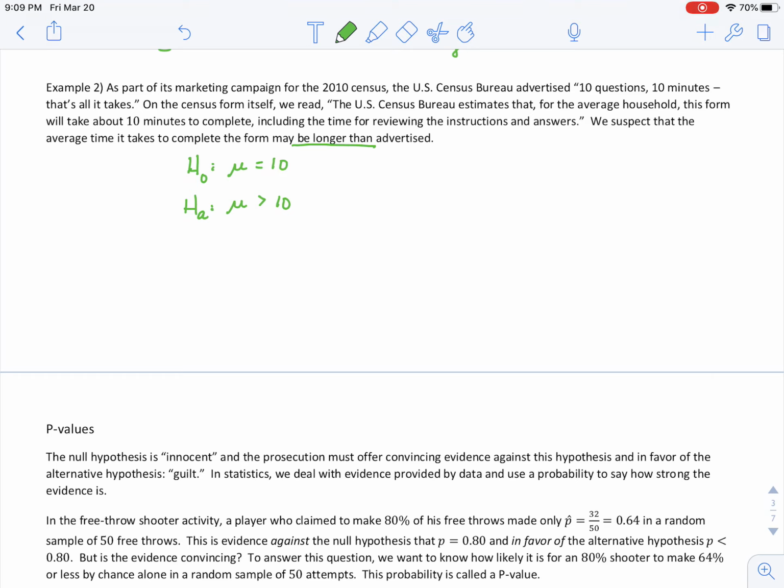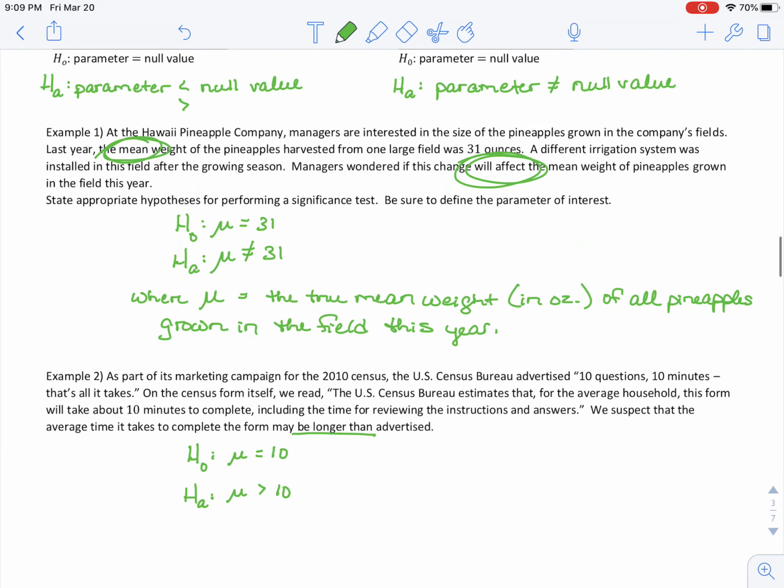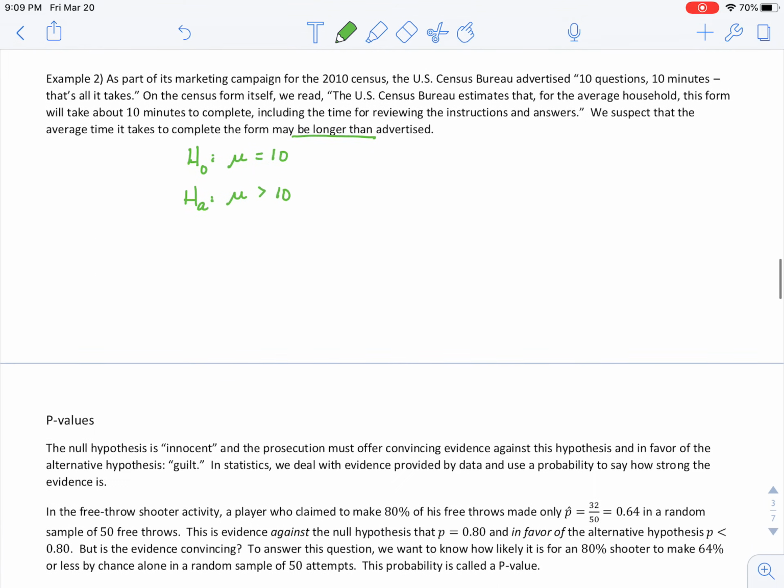So I want to note that this would be a one-sided test because this has just greater than, whereas the one before it has not equal to. We said that whenever you have not equal to in your alternative, it's a 2-sided test. Again, it doesn't really matter right now, but it for sure will later. And then I need to tell what I mean when I say mu. So this is always the true mean, the population mean. I almost said proportion like a lot of you do. It's definitely not about a proportion. This is a true mean, and it's standing for the average amount of time that it takes to complete the census form.